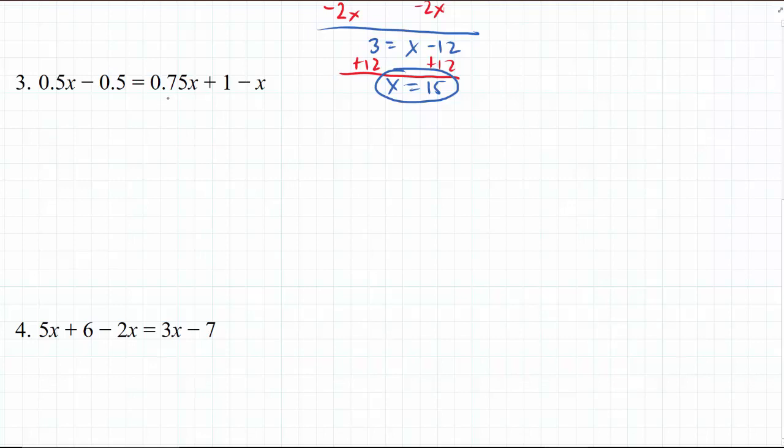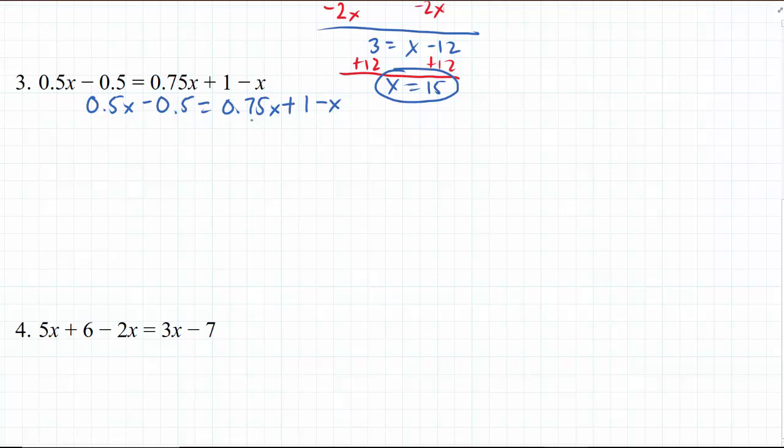There's a few different ways to do this, but I think just because of the situation we have with the decimals, I'll go ahead and multiply by 100. I don't think it's the easiest, but I think it's the easiest to understand if we're a little stuck on this. So once again, I'm going to start by rewriting this whole equation. 5/10 x minus 5/10 equals 75/100 x plus 1 minus x.